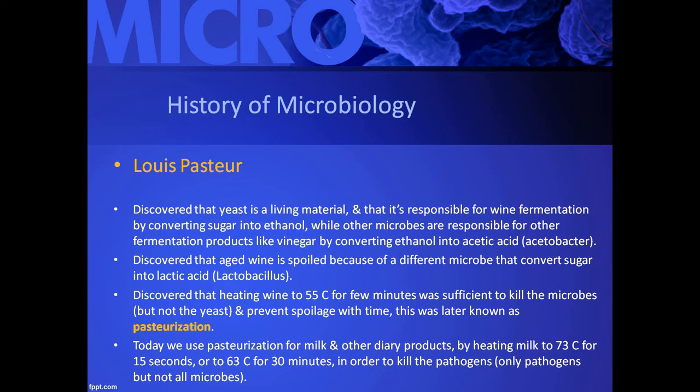He discovered that heating wine to 55 Celsius for a few minutes was sufficient to kill the microbes and prevent spoilage with time. So he used heat to kill microbes. That way he knew that the reason for the spoilage is microbes, because when he used heat, no spoilage occurred. This process of heating things to kill microbes is now called pasteurization, to honor Louis Pasteur. Today we use pasteurization for milk and other dairy products by heating milk to 73 Celsius for 15 seconds or to 63 Celsius for 30 minutes. This is done in order to kill the pathogens. Pasteurization only kills pathogens, but not all the microbes.